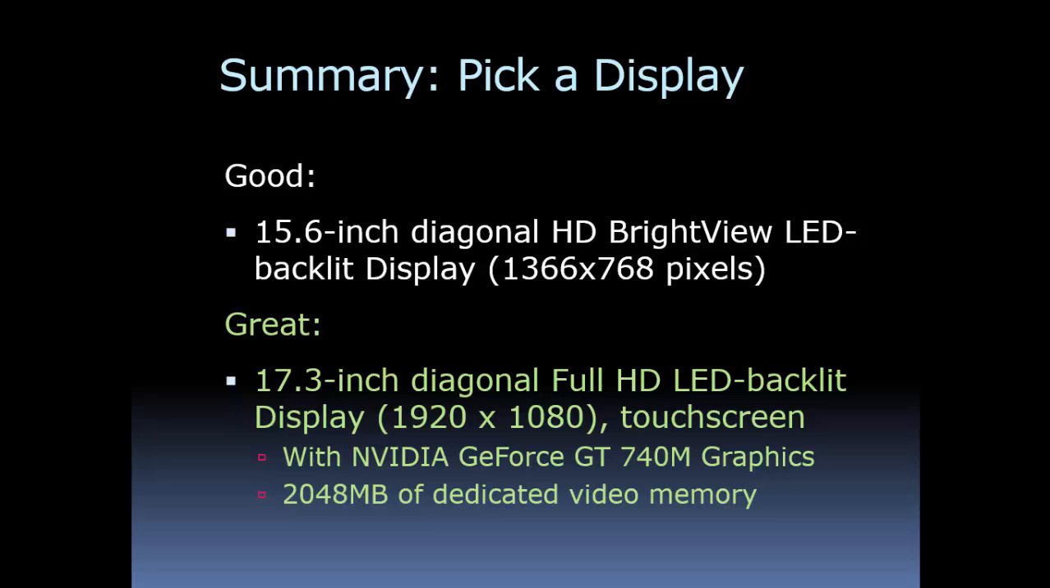But if you want something better, get a larger screen, 17.3 inches. Get a higher resolution, 1920 by 1080. That will give you a better dot pitch. And of course, it's good to have a good video accelerator, in this case an NVIDIA GeForce GT740M. And look at all this dedicated video memory, 2048 megabytes. That's going to really scream. So if you want to play games or watch movies, this would be the system to get. Really good. Okay, that's it.